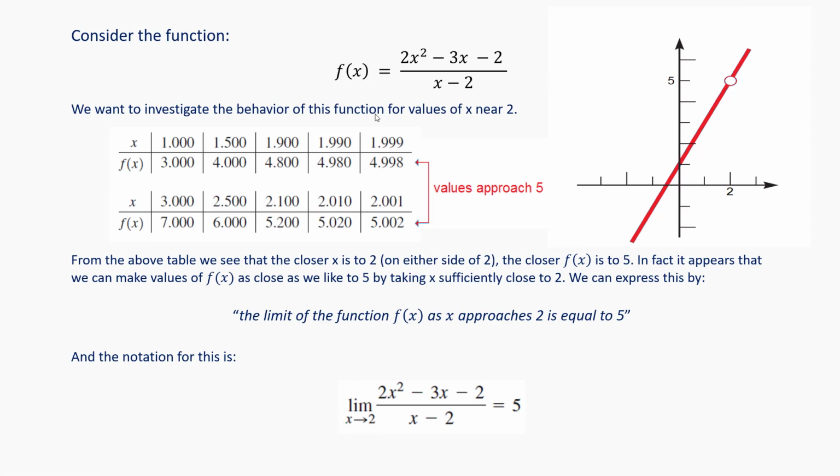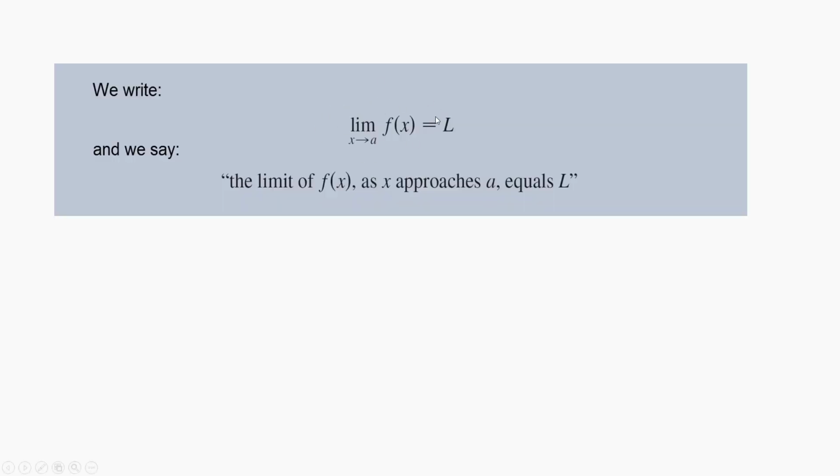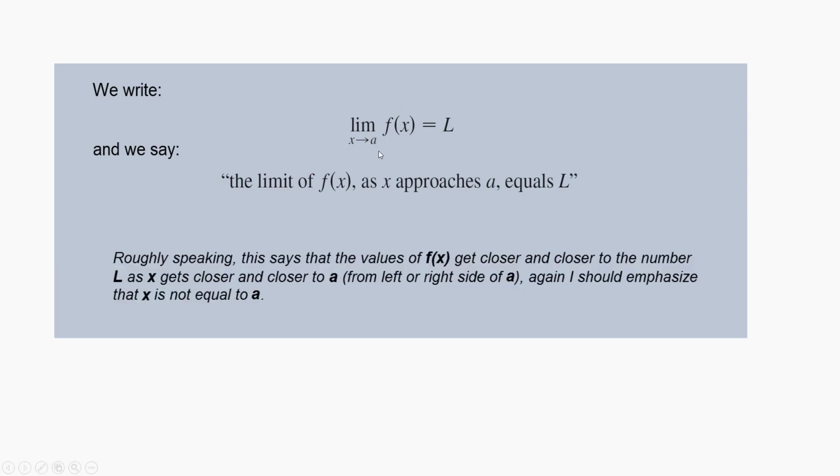Now is the time to see the general notation of a limit of a function. This is the general form of the notation of the limit of any function f of x as x approaches a equals L. The meaning of this notation is that the values of the function f of x get closer and closer to the number L as x gets closer and closer to a. And again, don't forget, from either side, from the left or from the right side of a. I should emphasize that as x approaches a, x is not equal to a. x is only very, very close to a.